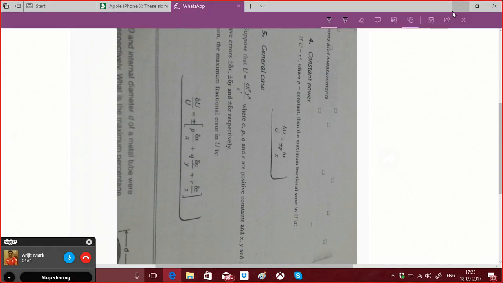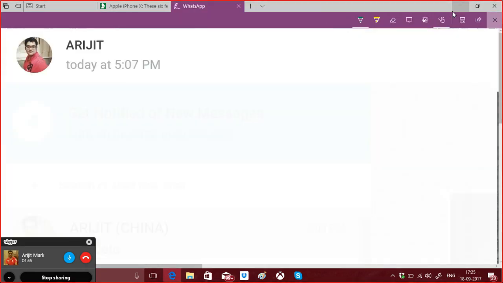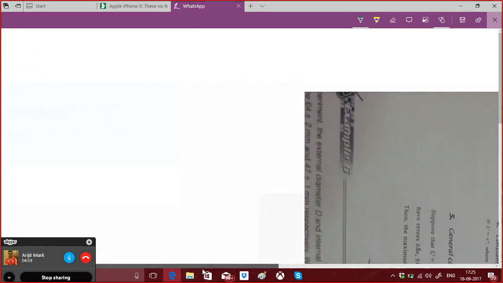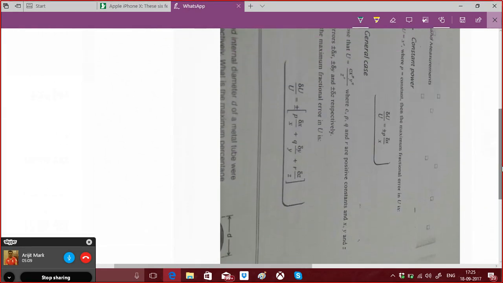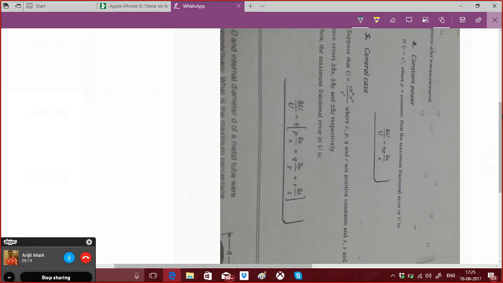Simply see on your screen. But always remember, wait, it's coming. Let's see this one. Whatever you are seeing here, U equals C X to the power P, Y to the power Q upon Z to the power R.